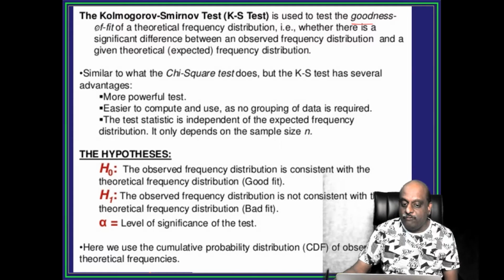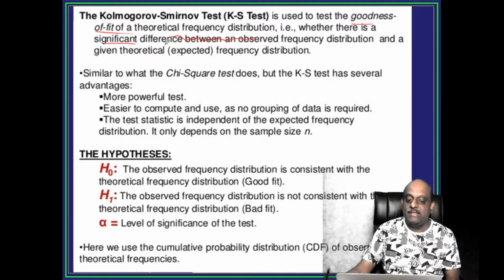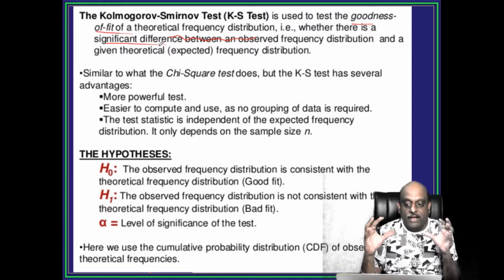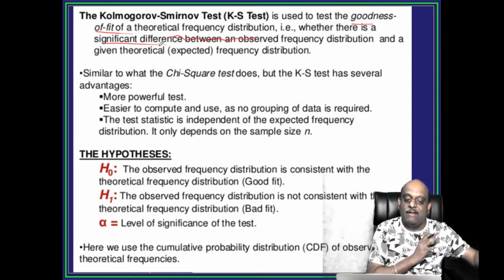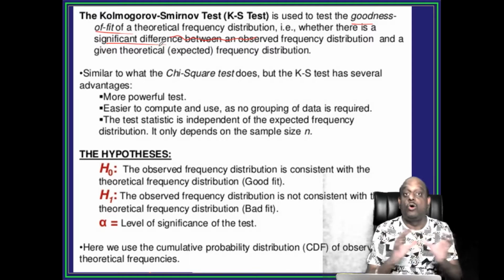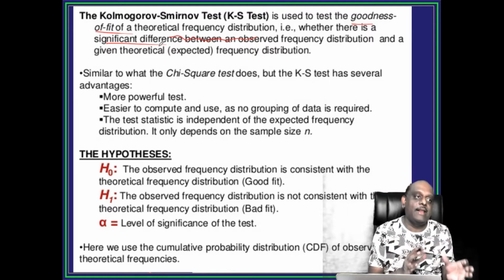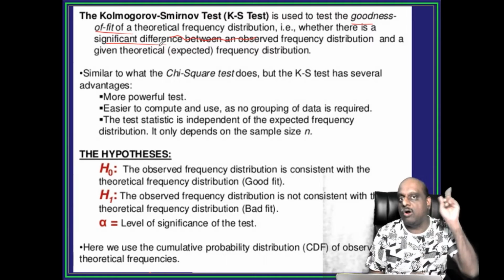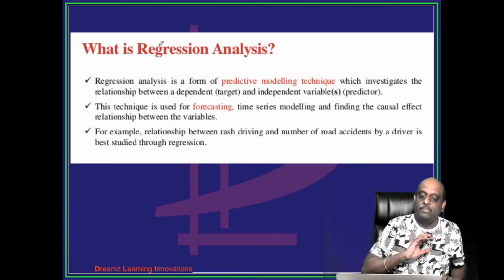So goodness of fit, that is a theoretical frequency distribution: whether there is a significant difference between the observed frequency distribution and a given theoretical frequency distribution, or whether two given populations under study are homogeneously similar in their composition or not, we use Kolmogorov-Smirnov's test. That is what you have to remember.